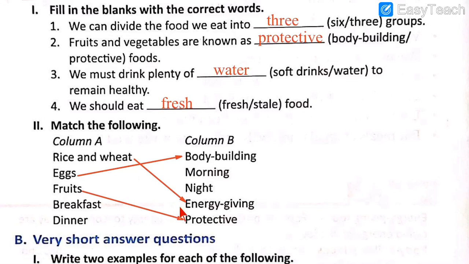So fruits are protective. Rice and wheat are energy giving. Eggs are bodybuilding. Now the remaining 2 are very easy for you to write the answers. Breakfast. When do you have your breakfast? Do you have it in the morning or at night? Breakfast is to be had in the morning. Dinner we have at night. Breakfast in the morning. So here is the answer.